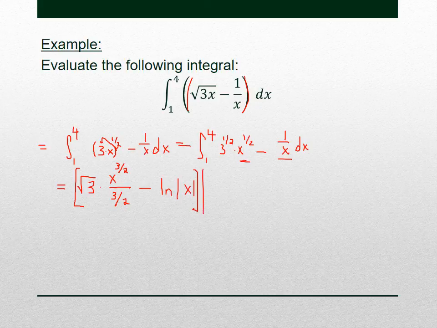And then we're going to subtract the antiderivative of 1 over x, which is the natural log of the absolute value of x. And this whole thing, which is the antiderivative of the stuff on the inside, is what we want to evaluate starting at 1 and ending at 4.